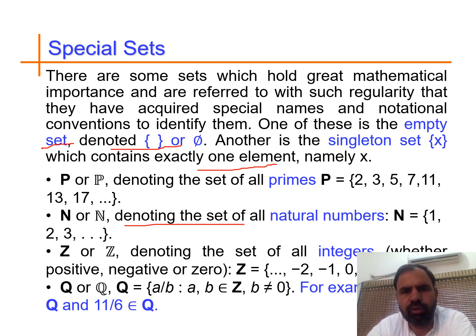N is the set of all natural numbers 1, 2 and so on, and Z denotes the set of all integers, positive and negative. Q is the set of rational numbers a/b. This is the definition of a rational number which I have discussed in the previous lecture. Q has the elements a/b, where a, b belong to Z and b is not equal to 0.